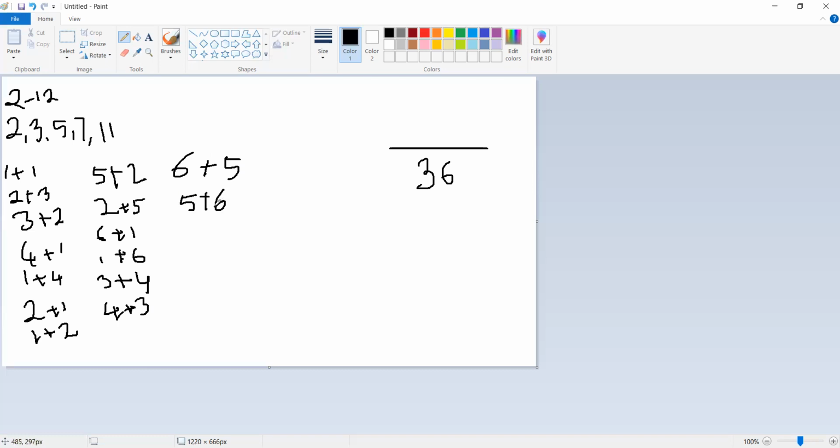So how many numerator values are possible? 3, 4, 5, 6, 7, 8, 9, 10, 11, 12, 13, 14, 15. Make sense? So this is how we calculate the probability. So you get 15 by 36 and you can evaluate it to whatever number it comes to. Okay, let's go back.